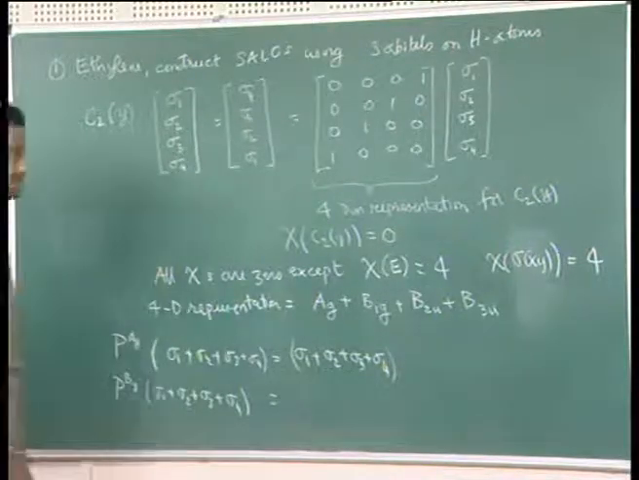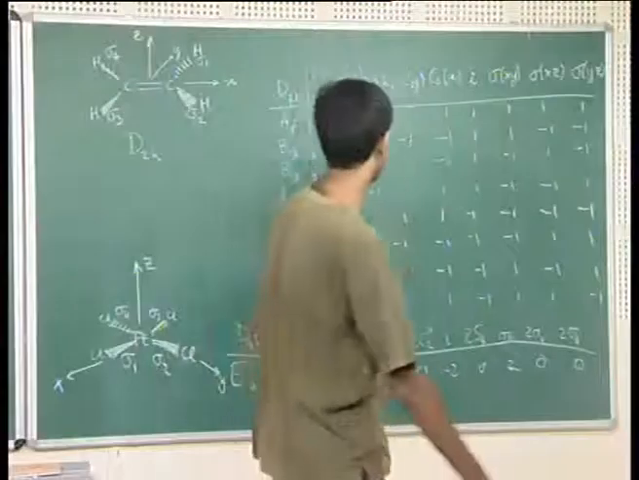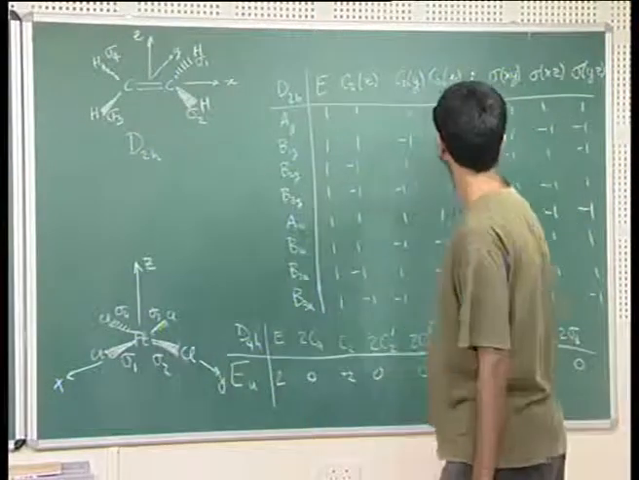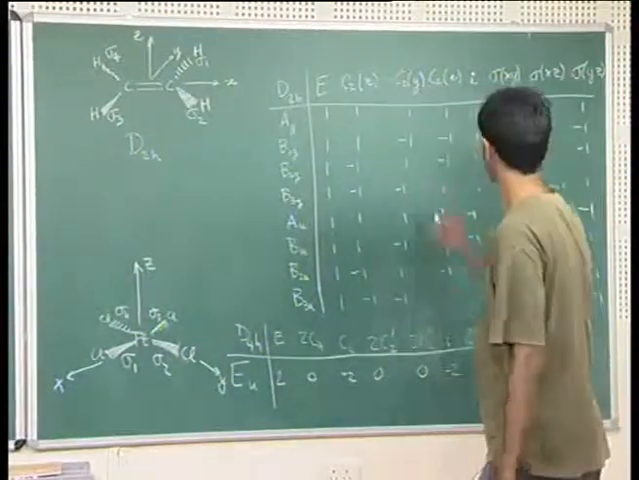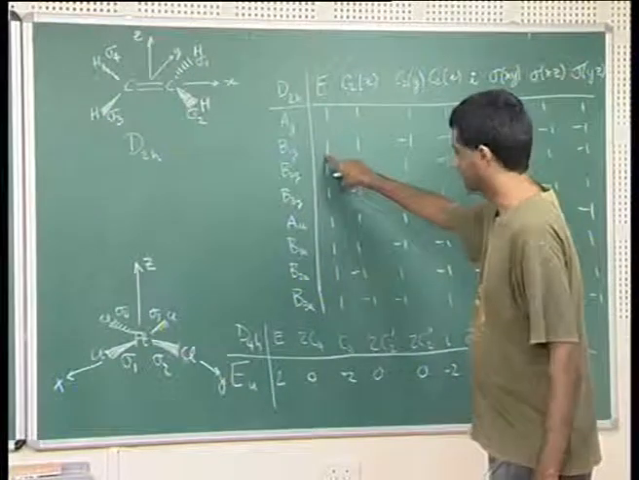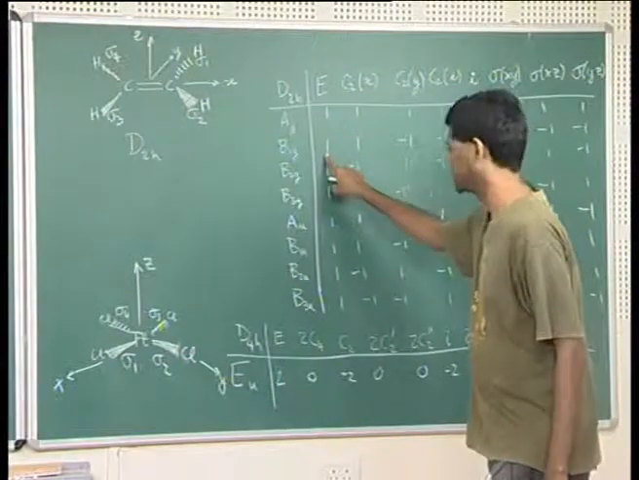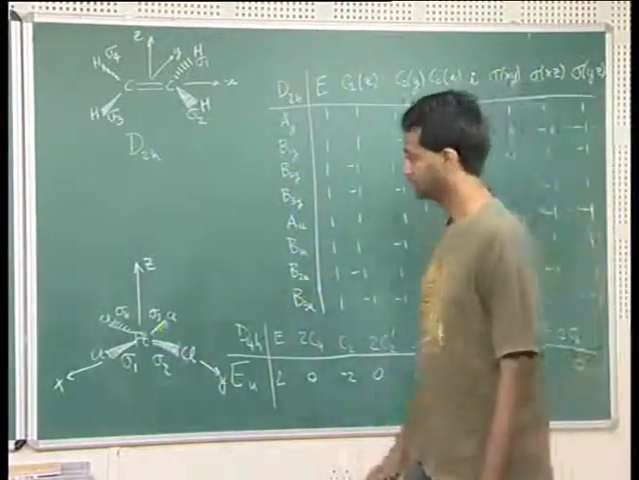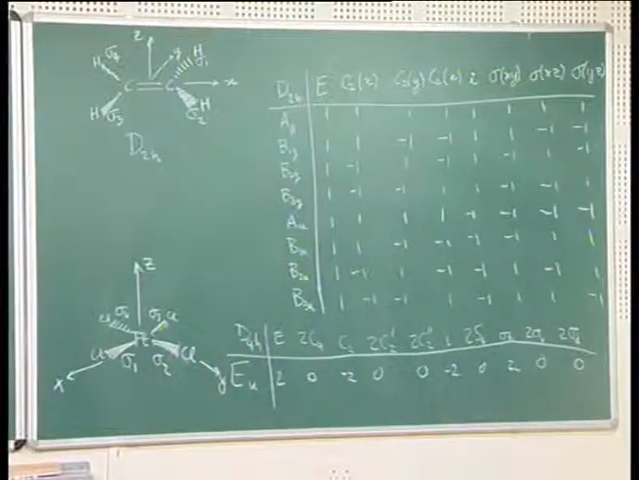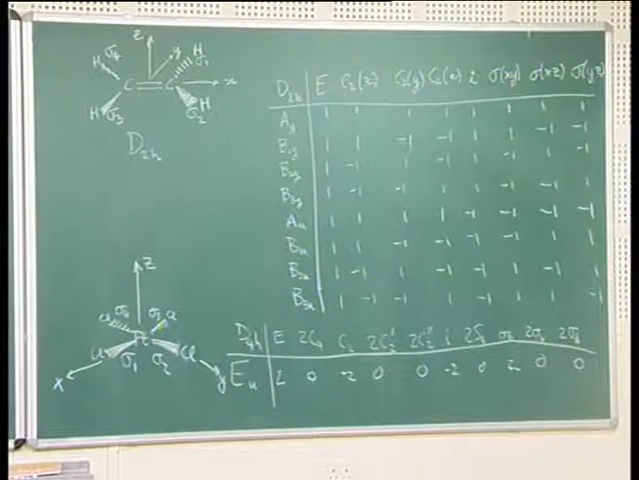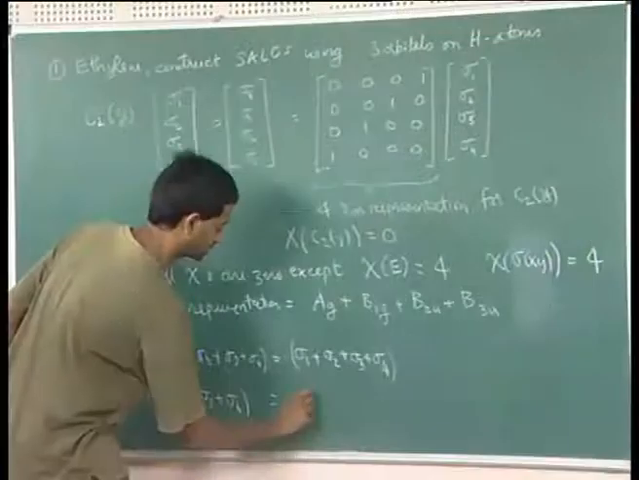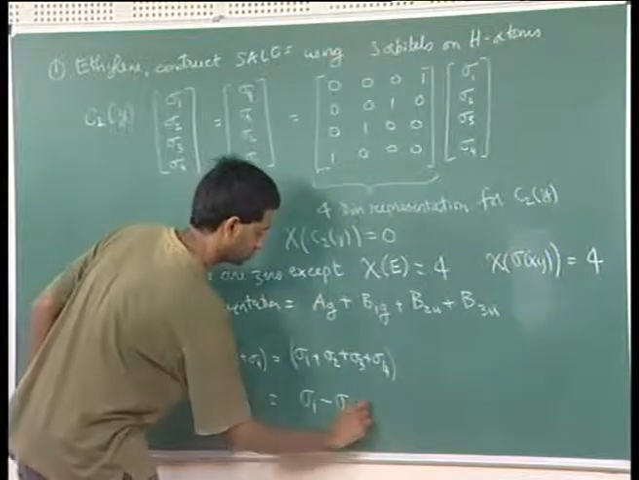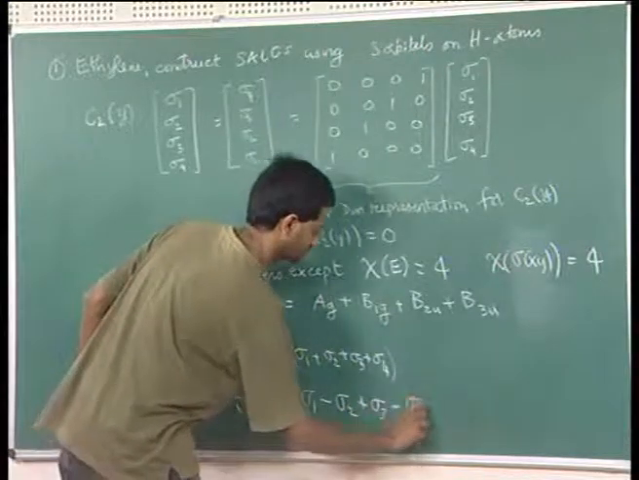Okay, and this you can directly see. In this case the character here is 1, so you will always have sigma 1. The character of sigma xy is 1, so you will still have sigma 1. So this will look like sigma 1 minus sigma 2 plus sigma 3 minus sigma 4.